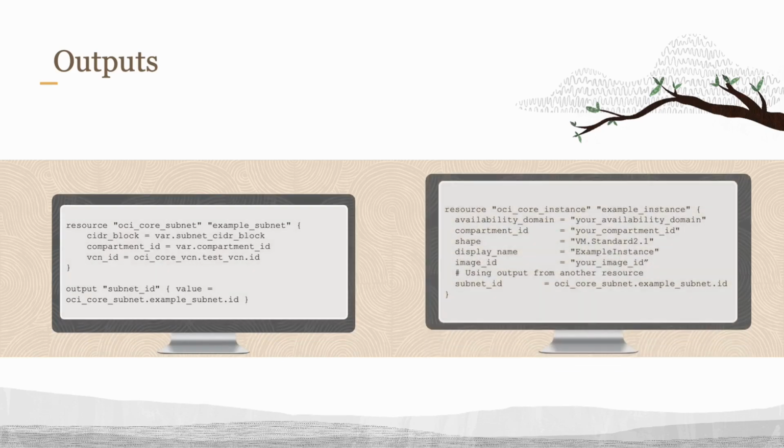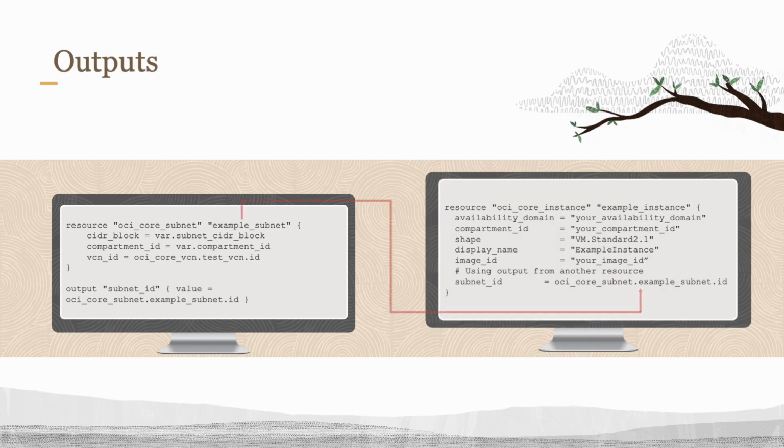On the left side, we have a resource block defining a subnet resource named example_subnet. On the right side, we have a resource block defining an OCI instance named example_instance. Here we use an output from the example_subnet resource for the subnet_id attribute, referencing it as OCI_core_subnet.example_subnet.id. By using outputs, we can dynamically link resources together.